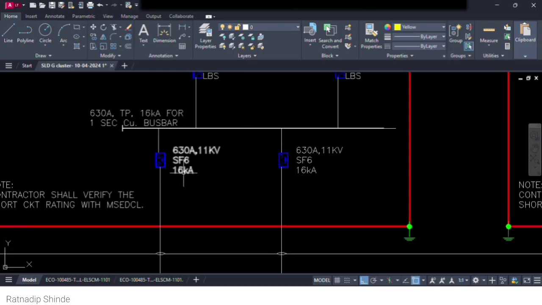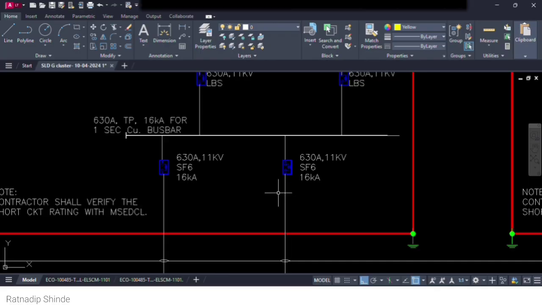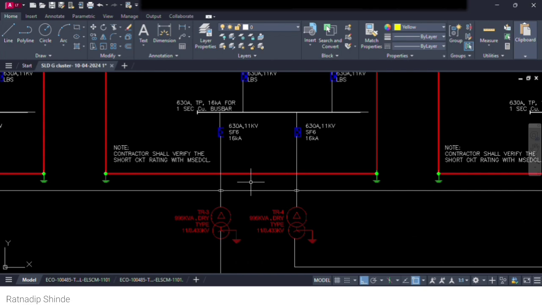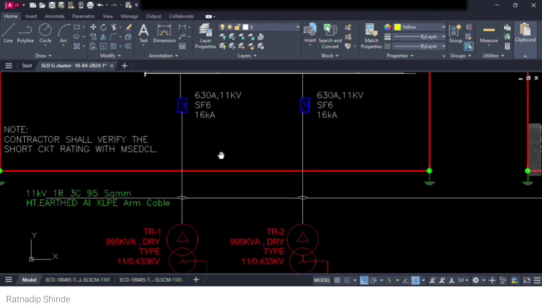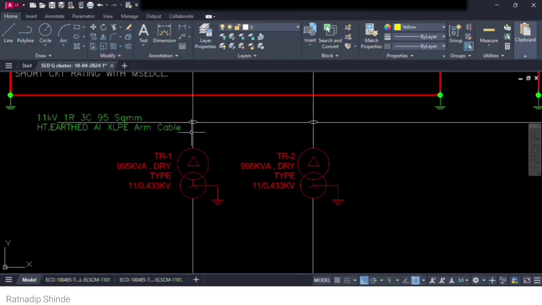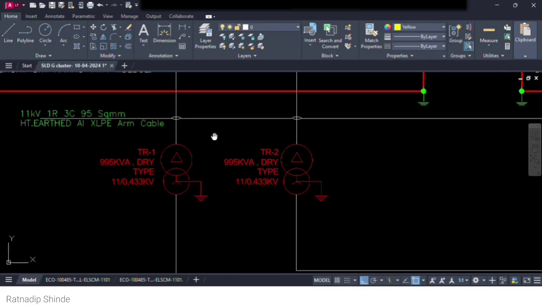Here we connected an SF6 circuit breaker, having a short circuit rating of 16 kilo ampere, current rating of 630 ampere, and voltage rating of 11 kilovolt. Likewise, on another feeder we connected the same SF6 circuit breaker. Now suppose we take this RMU, which is the same. These are 11 kV cables, one run, and the cable size depends upon the load we connected.